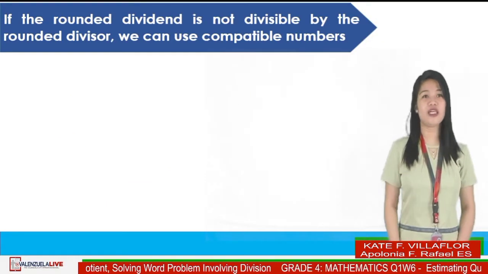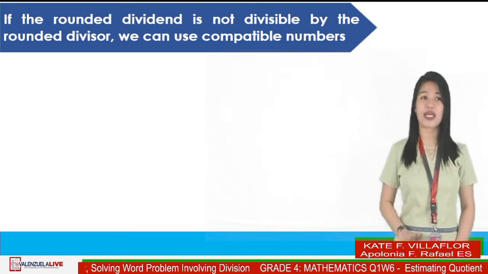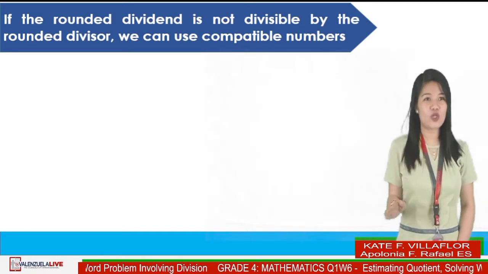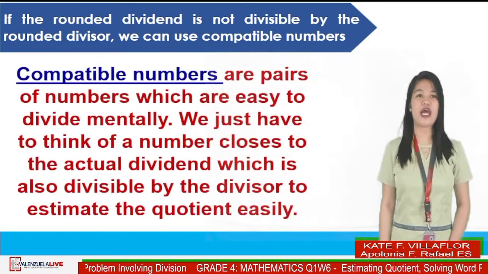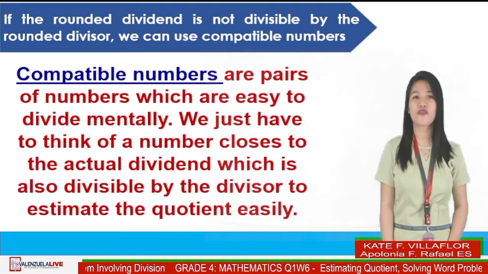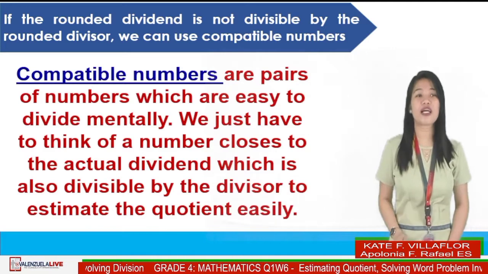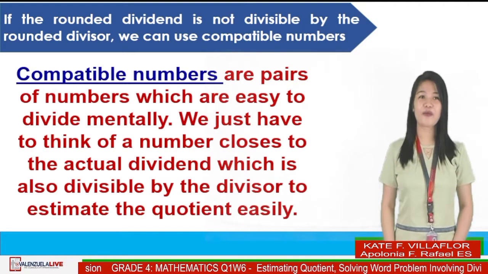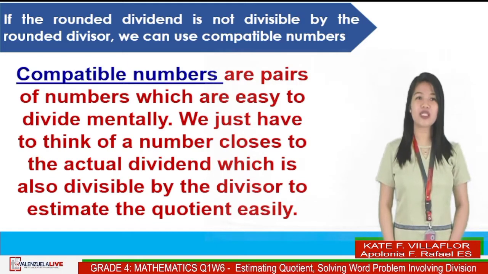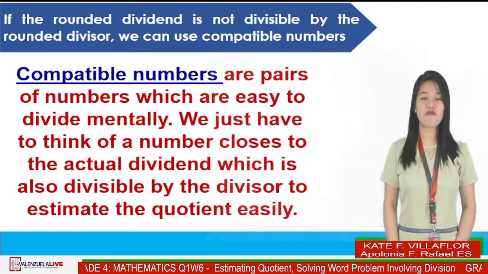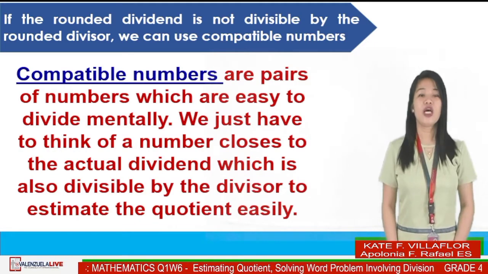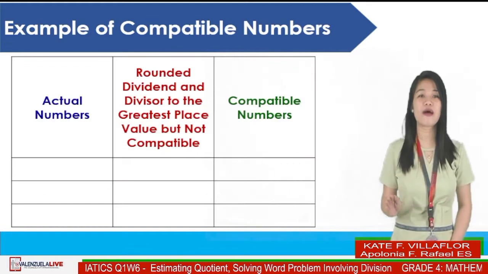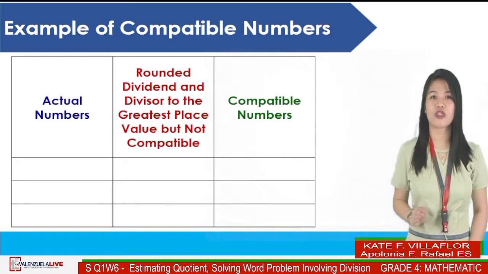If the rounded dividend is not divisible by the rounded divisor, what are we going to do? We can use compatible numbers. Compatible numbers are pairs of numbers which are easy to divide mentally. We just have to think of a number closest to the actual dividend, which is also divisible by the divisor, to estimate the quotient easily. Let's have this example of compatible numbers.